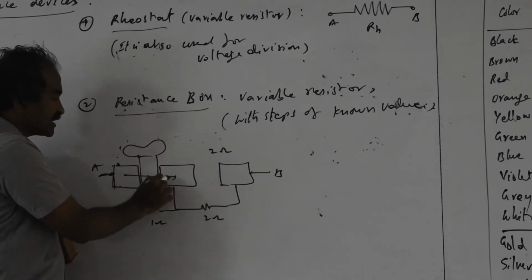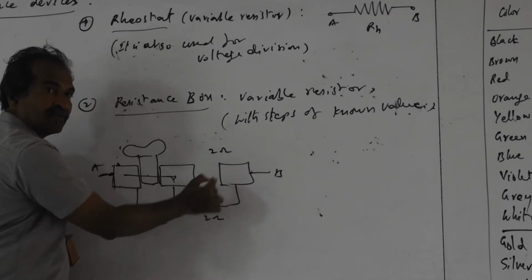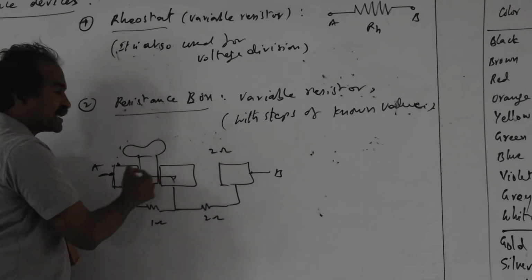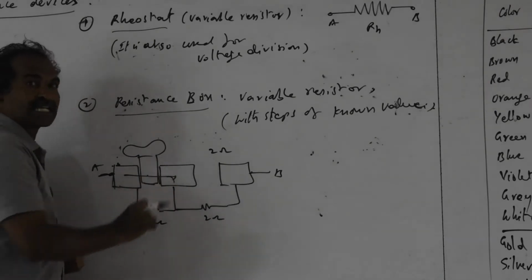So now the resistance is zero here, but here how much is there? 2 ohms. Now current has to pass like this. What is the resistance? 2 ohms. So if I keep the key here also, then current will pass directly like this. What is the resistance? 0 ohms. Like that, we can choose the resistance we want in steps.